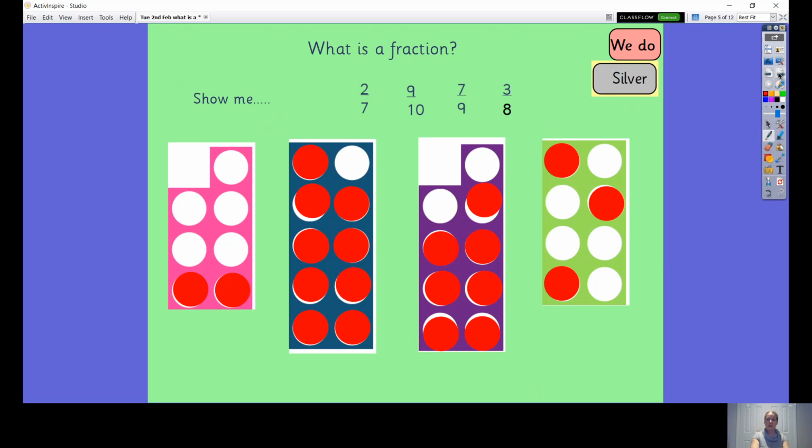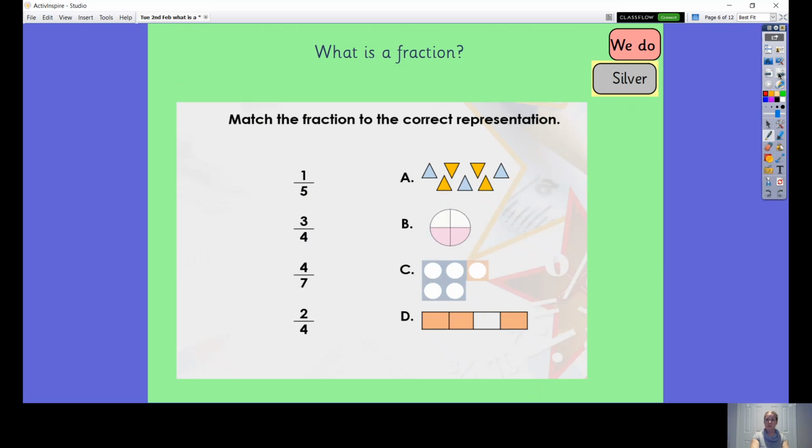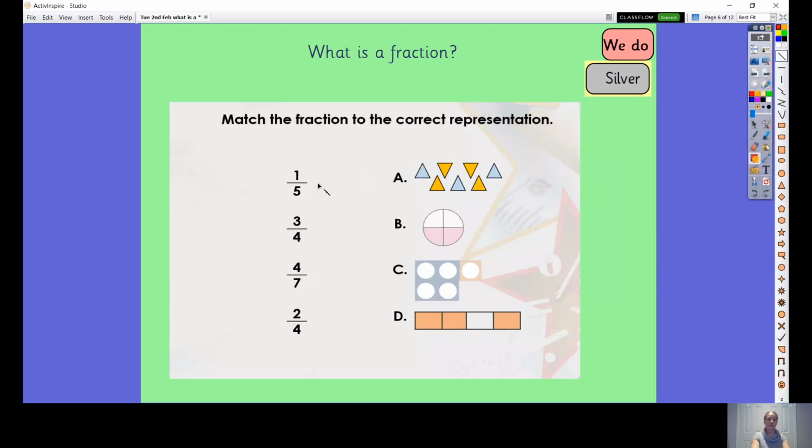So moving on, here you need to match the fraction to the correct representation. So write the fractions out in your book and then put A, B, C or D next to which one they go with. So pause that and have a go, please.